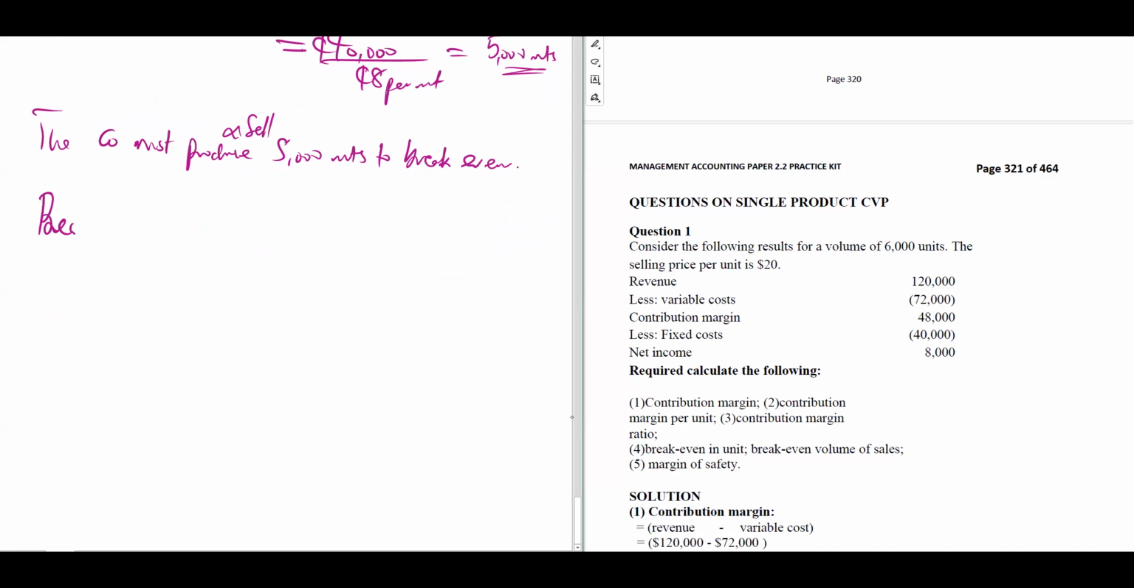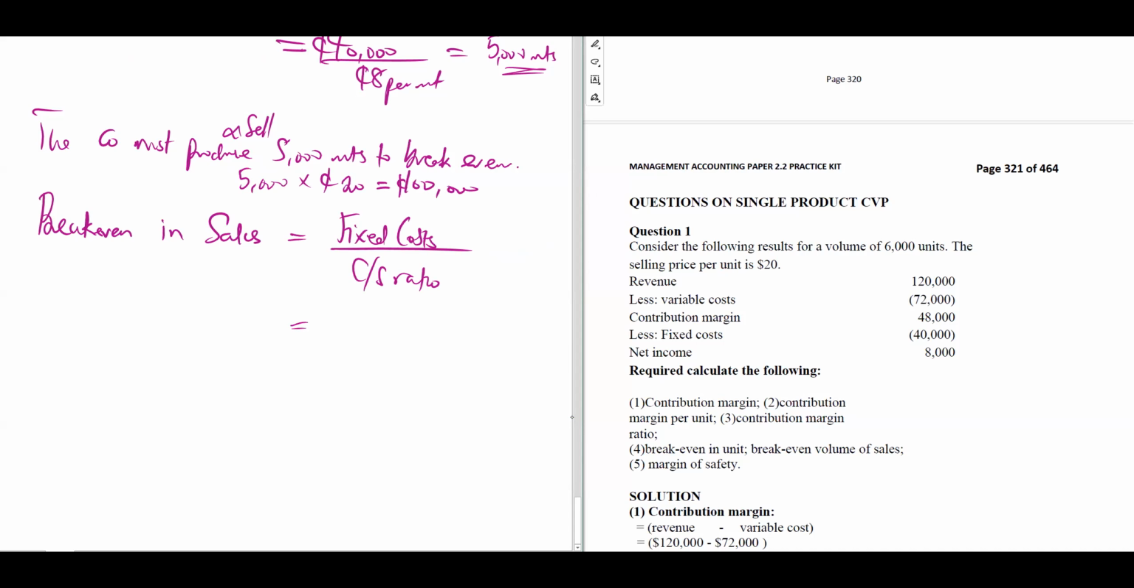How do we get break even in sales? Fixed cost over CS ratio. So we can take our fixed costs and divide this by our CS ratio. Or just multiply this 5,000 units by the selling price of 20, so 5 times 20, that's 100,000 also. Let's see if truly we get the same thing. Fixed cost was 40,000, CS ratio was 0.4. You see, we still get the same 100,000, right?